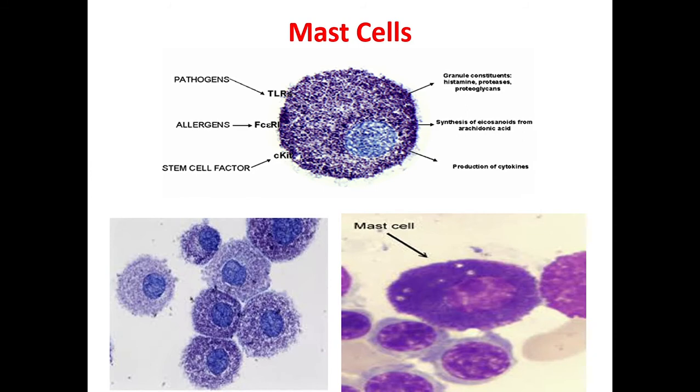We have here the illustration of a mast cell wherein inside the cytoplasm are coarse blue-black granules containing the chemical substances. And also below, the interaction between the mast cells and other cells of the body.